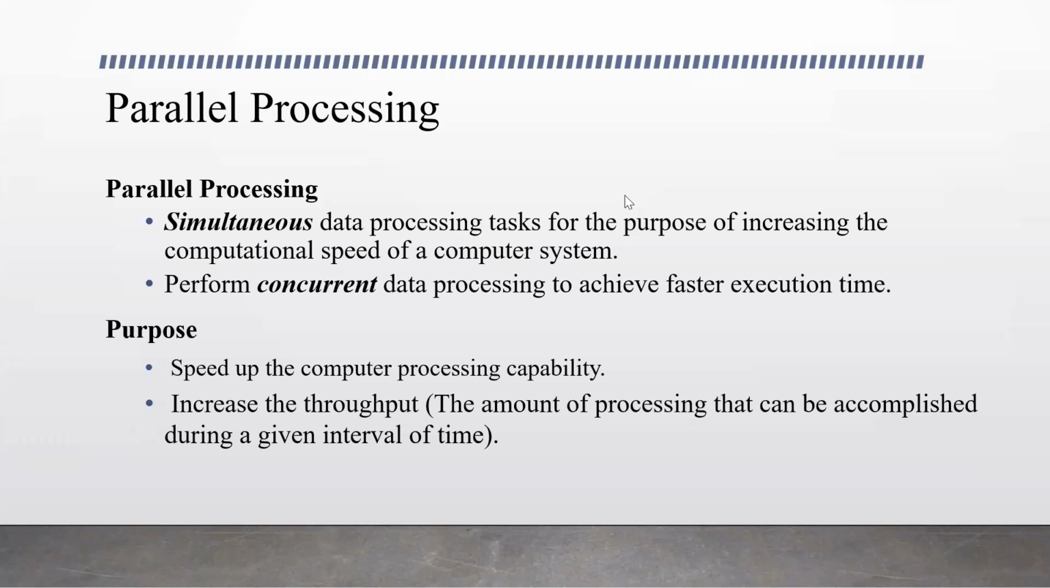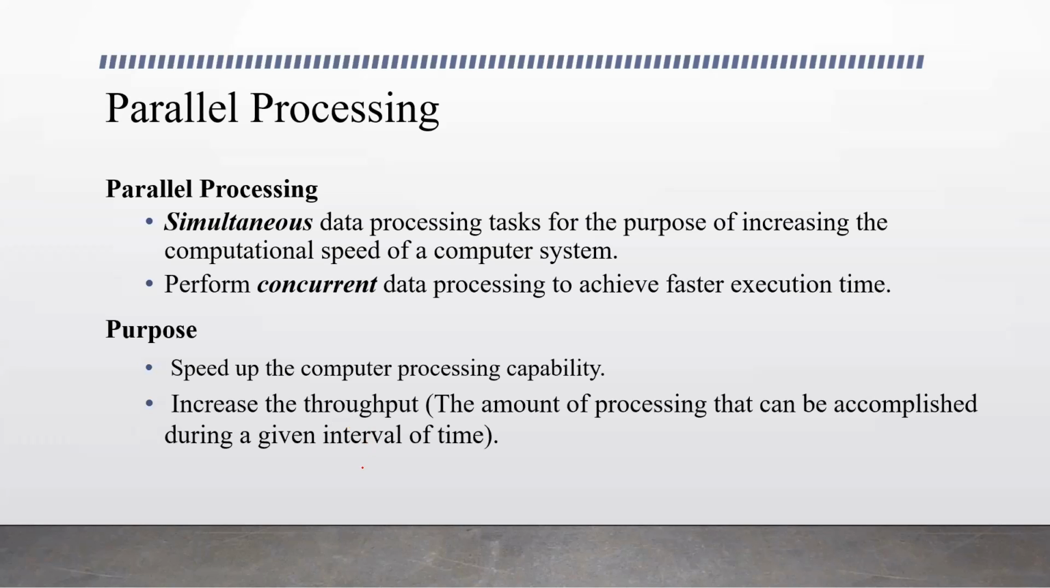So what is the purpose? Why do we need parallel processing in systems? To speed up the computer processing capability. It speeds up the process definitely, compared to doing it one after the other. When many tasks are done parallelly, it speeds up the computer processing capability. And the second reason is it increases the throughput. What is throughput? It is the amount of processing that can be accomplished during a given interval of time.